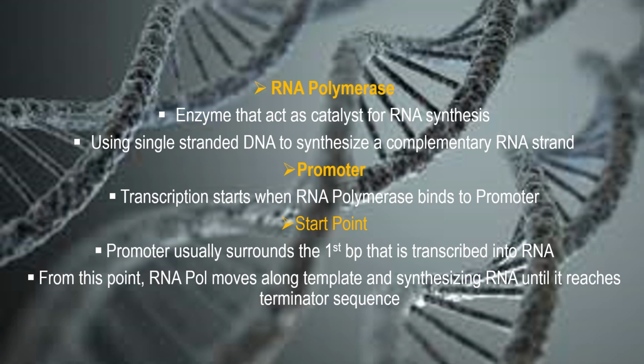The promoter is the sequence within the DNA where transcription starts when RNA polymerase binds to it. The start point is the base pair within the promoter. The promoter usually surrounds the first base pair that is transcribed into RNA. This is known as the start point where transcription starts. From this point, RNA polymerase moves along the template, synthesizing RNA until it reaches the terminator sequence.